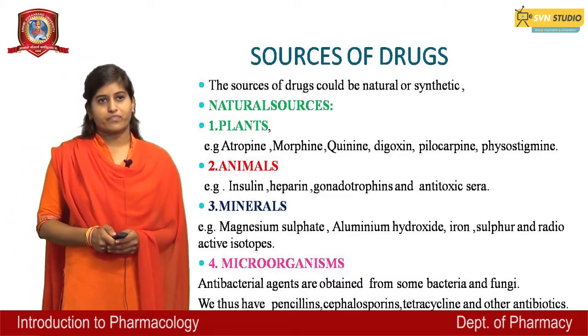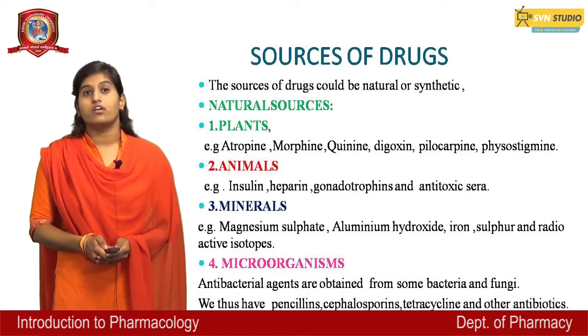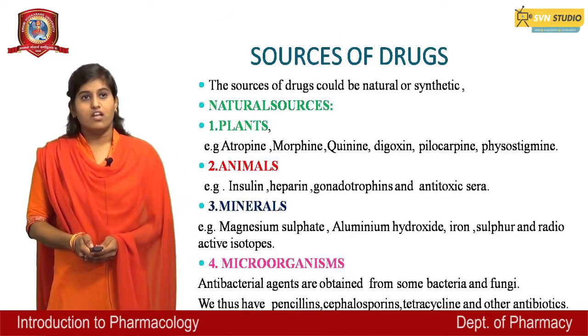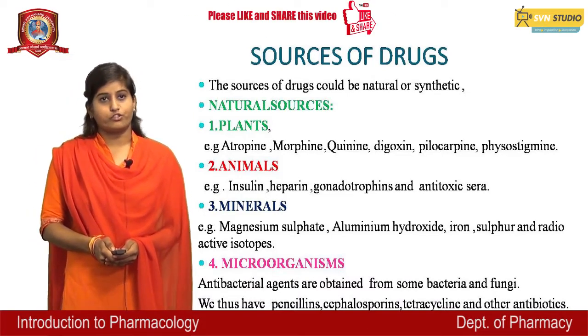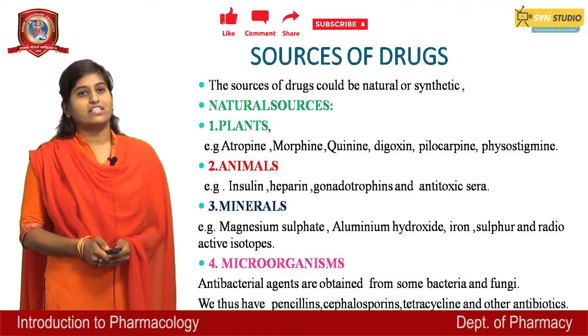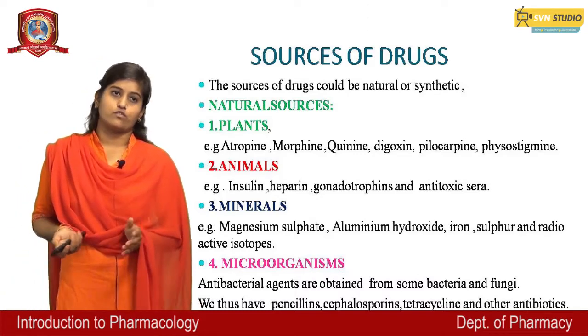Natural sources. Plants, that is atropine, morphine, quinine, digoxin, pilocarpine, physostigmine. Second, animals, that is insulin, heparin, gonadotropins, and anti-toxic sera. Third, minerals: magnesium sulfate, aluminum hydroxide, iron, sulfur, and radioactive isotopes.